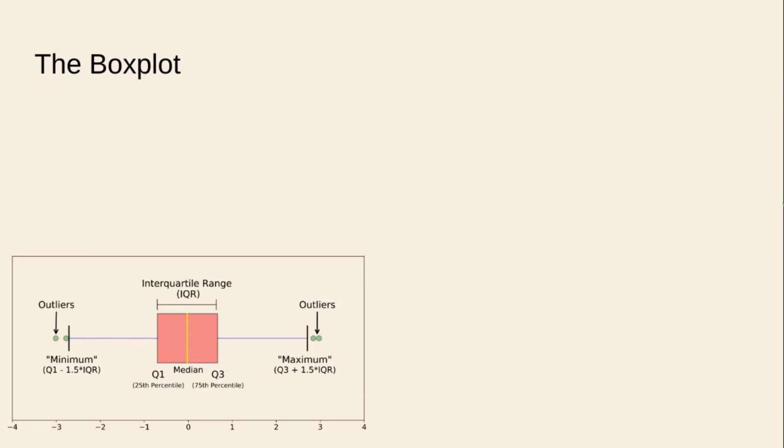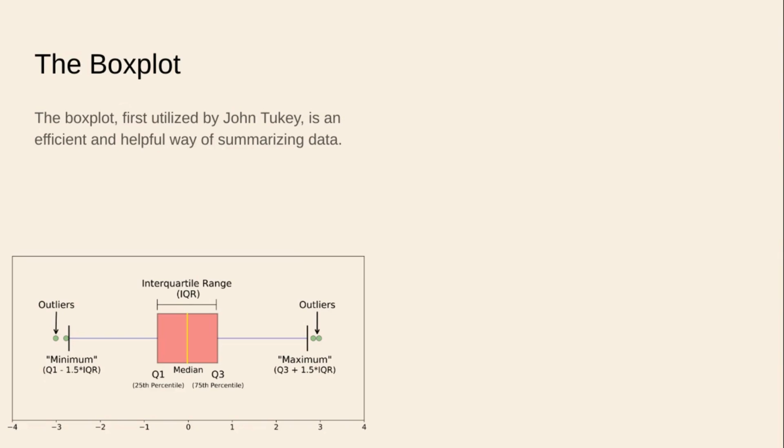All right, this is the box plot we're going to be talking about. The box plot, unlike a histogram, has the concept of quartiles and interquartile range and even outliers etched into its DNA. All right, it makes great use of those principles, and it's a nice, simple, elegant graph. All right, so the box plot, first utilized by John Tukey, American mathematician who lived during the 20th century, is an efficient and helpful way of summarizing data.